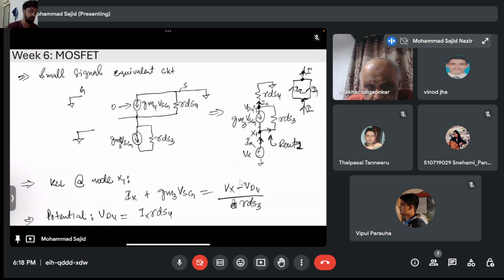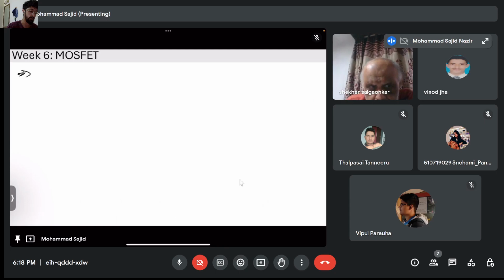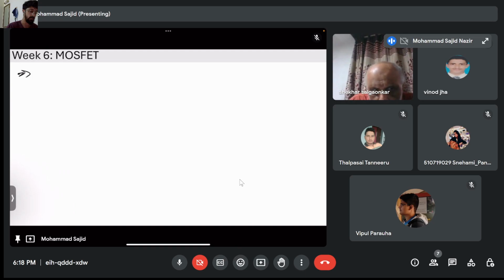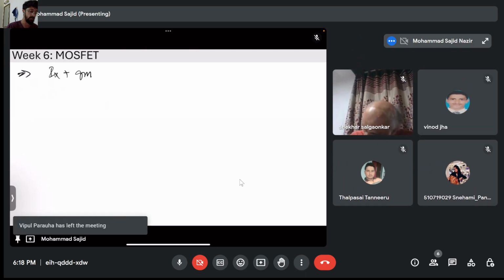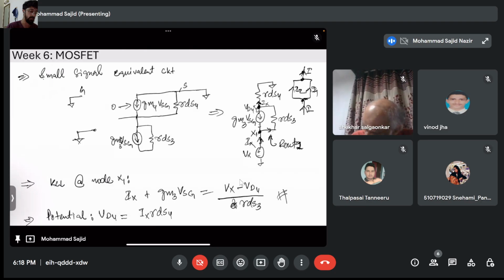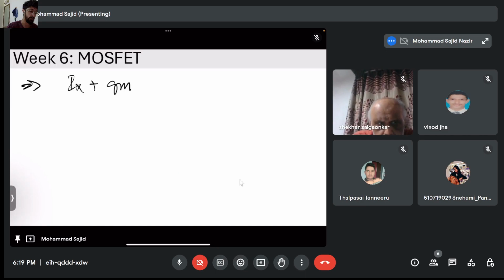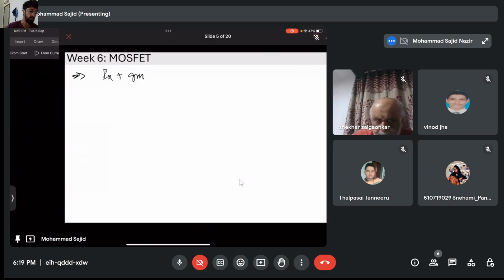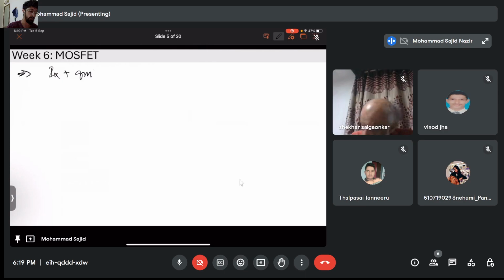So we will just do the calculation here. That's a simple analysis. Let me substitute the values. It will be Ix plus GM3 VSG, right? Here Vg is 0 and this potential is Vd4, so I can write this simply as GM3 VD4. Whenever you have any confusion, please unmute yourself and let me know.